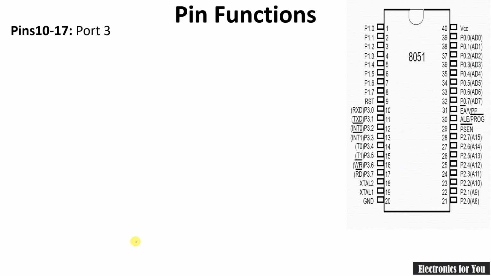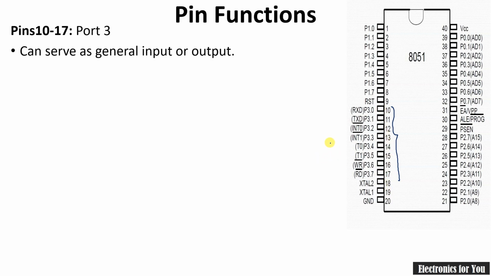Now let's talk about the functions of the next pins. These are the pins for port 3, that is pin 10 to pin 17. Again it is a port and therefore it can serve as input or output. When we apply 1 here, it works as input, and when we apply 0, it works as output. Apart from this, port 3 functions as an alternative. Now here you can see the alternative functions.